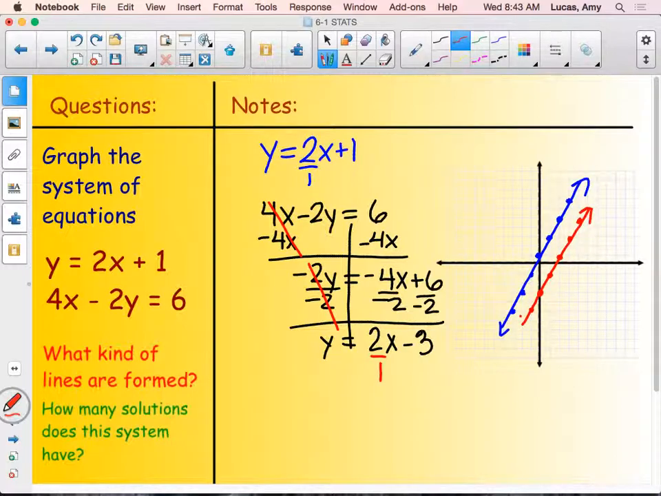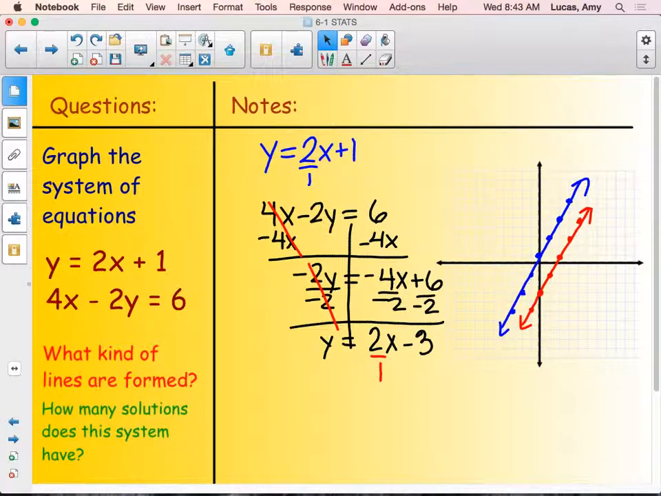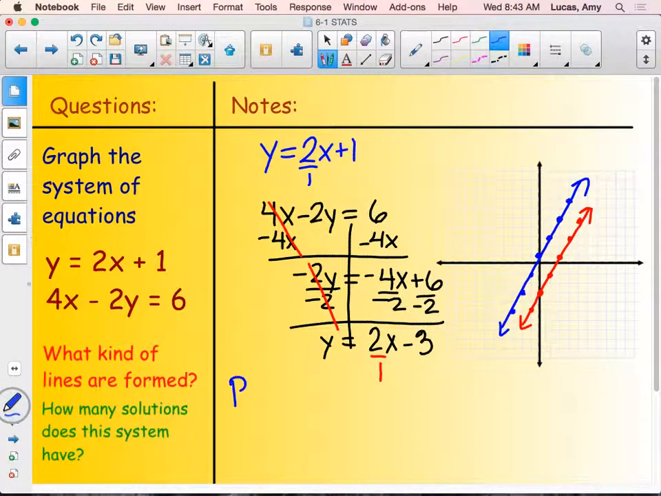And these lines are called parallel. So, how many solutions does the system have? Well, a solution would be where the lines cross. These lines don't cross, so parallel lines, no solution.